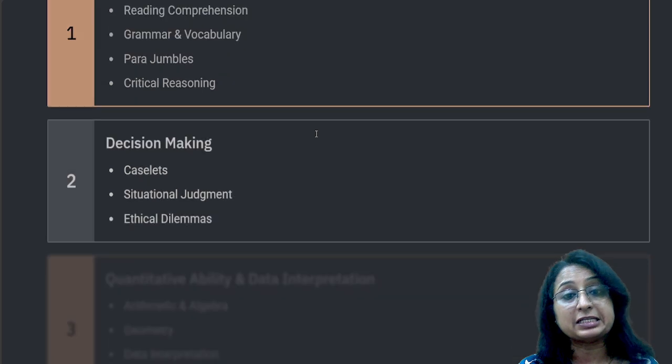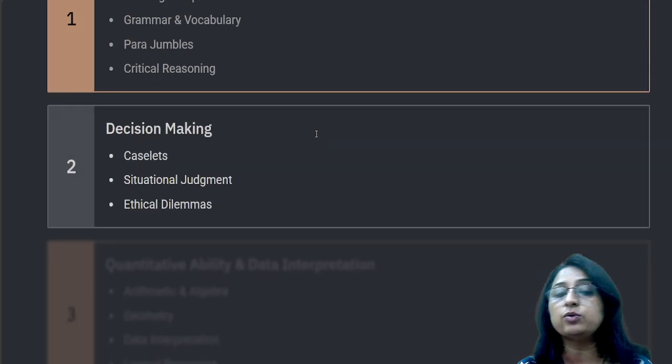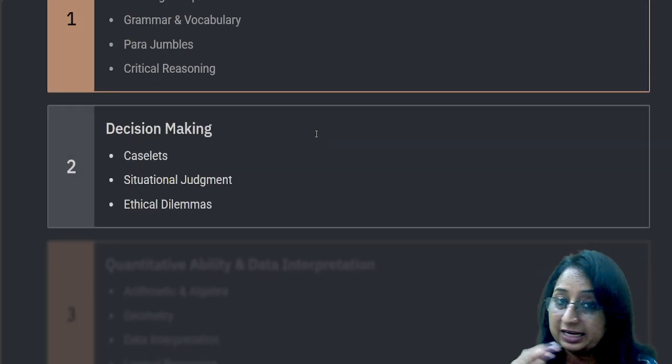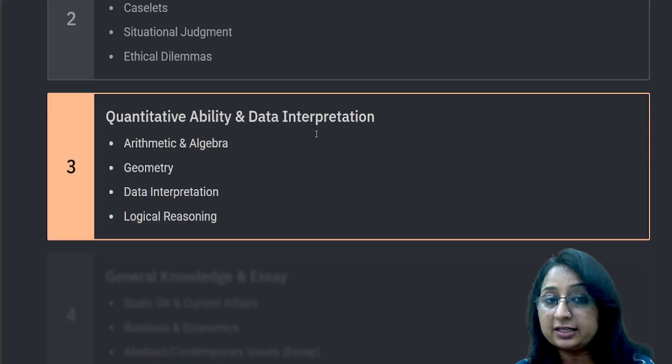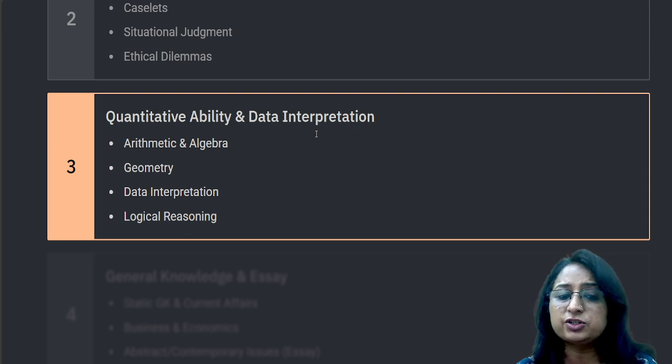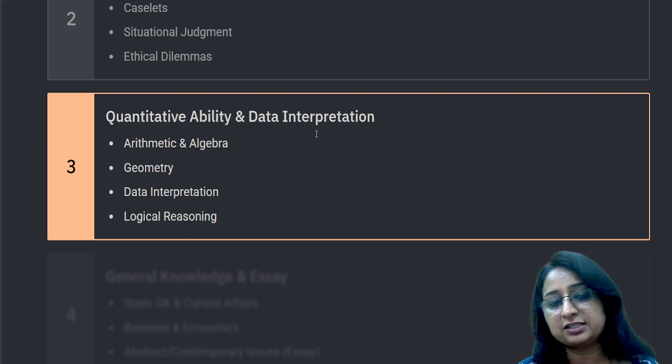Now we talk about decision making. In decision making, you have to do case lets, situational judgment, and ethical dilemmas. Now, quantitative ability and data interpretation. In this, you have to do some easy arithmetic and algebra questions, which are quite near to the 10th class level. Okay, geometry, data interpretation, and logical reasoning.